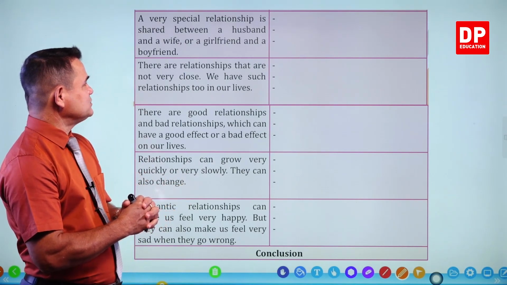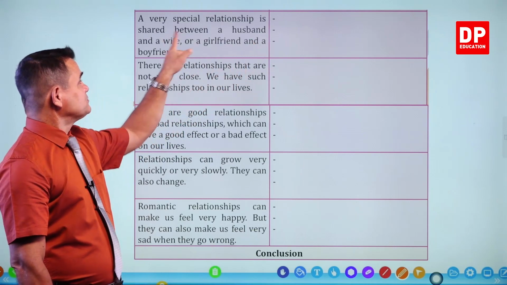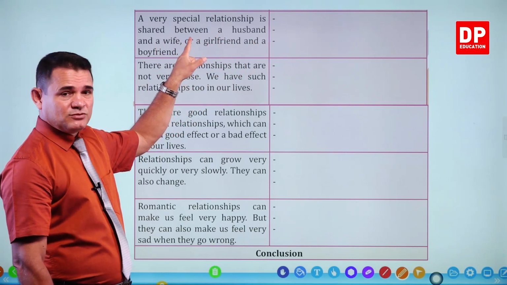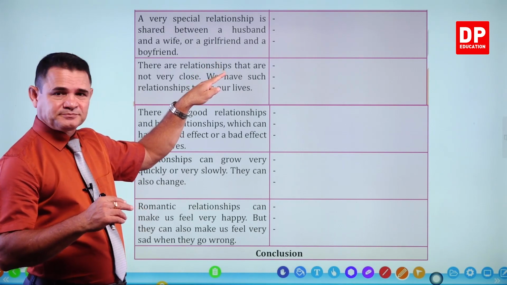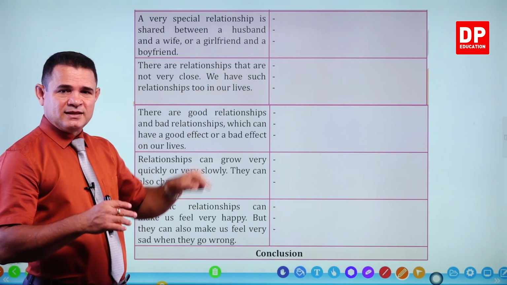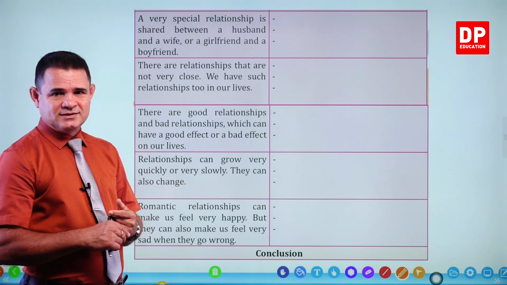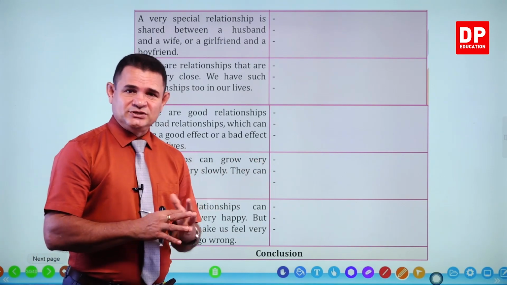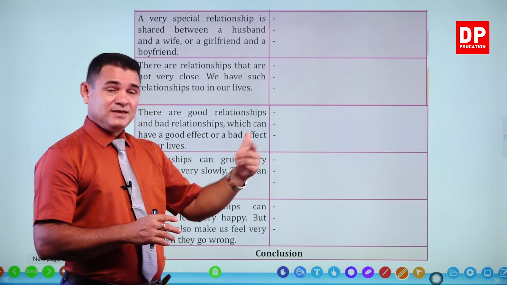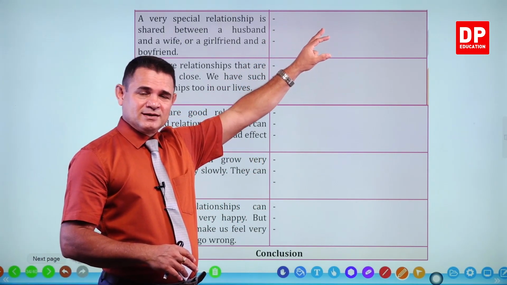What kind of things can you add? You add there a special relationship shared between these two, husband and wife. What can they do to take care of each other? They love each other. They look after each other. They help each other.